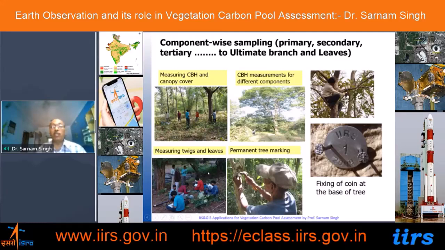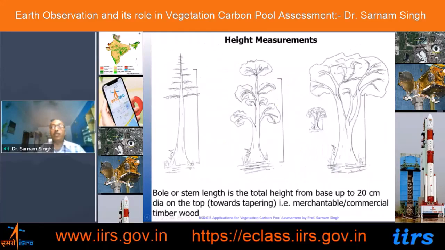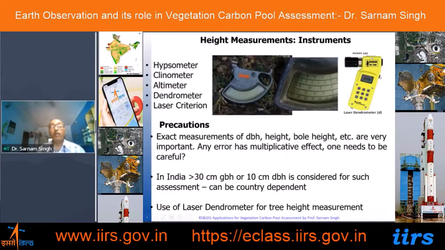Now let me go to some instruments which you will be using. This is called a hypsometer, to measure the height and slope. This is called a dendrometer. It gives you very accurate, centimeter or millimeter level accuracy, but may not be very practical sometimes in dense forest. In open forest, it is excellent.